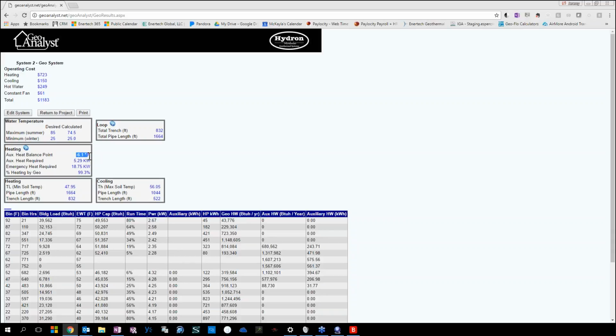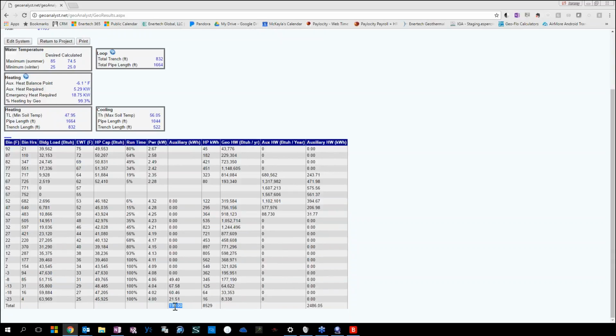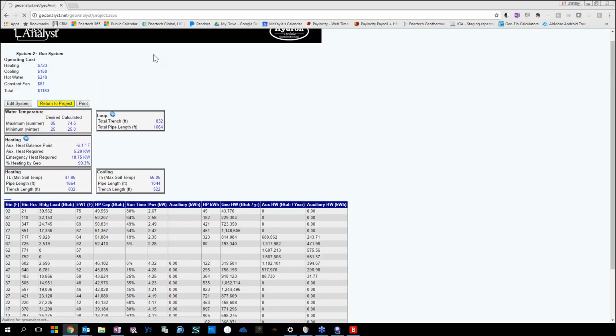So the balance point's lower. I see that right away, negative 6.1. So that gives you more geothermal energy out of the ground loop. Let's take a look at the op cost. It's $1,183. So that's our 5-ton. And back here at auxiliary kilowatts, I've consumed 199 kilowatts of auxiliary heat. So 199 times 10 cents. This project is actually only going to spend about $20 on aux heat. Now, go back to the project page and take a final look at the 6-ton system.